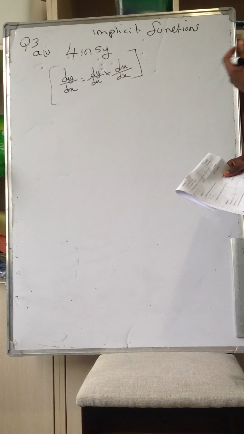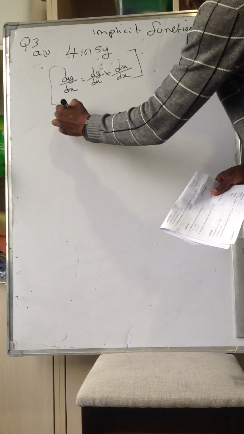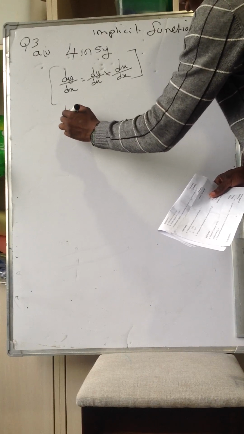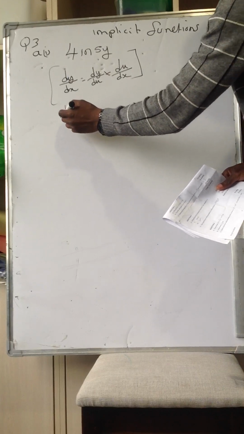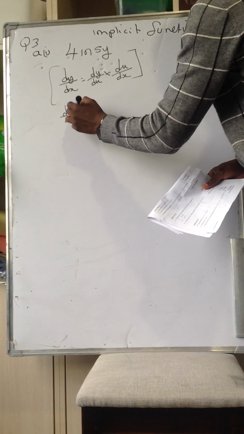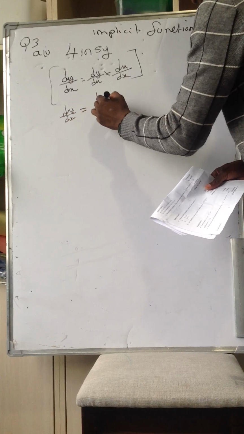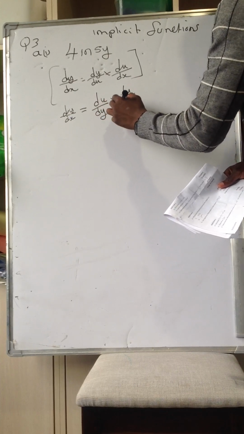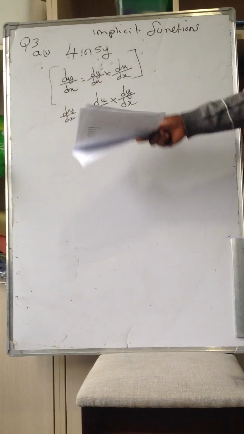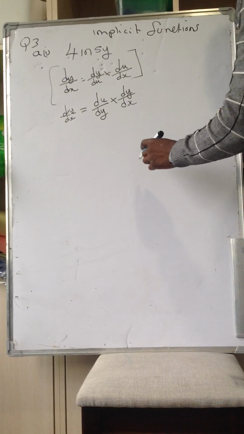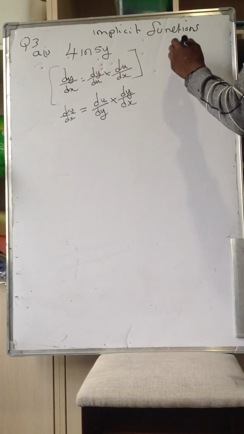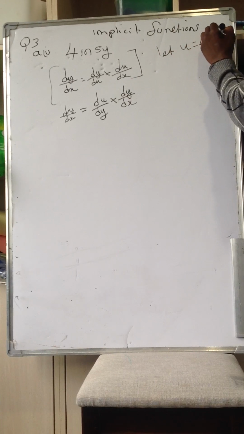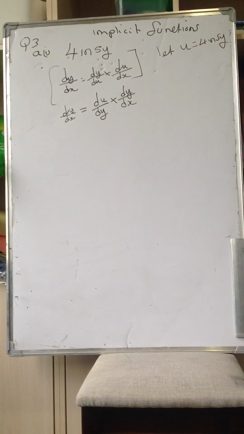With respect to x. For the implicit function, we are going to have du/dx, because everything will have to be differentiated with respect to x. du/dx is equal to du/dy multiplied by dy/dx. So this one will be our implicit function. Whereby we have our 4 ln y, so we say let u equal 4 ln 5y. Okay, so let our u equal 4 ln 5y.